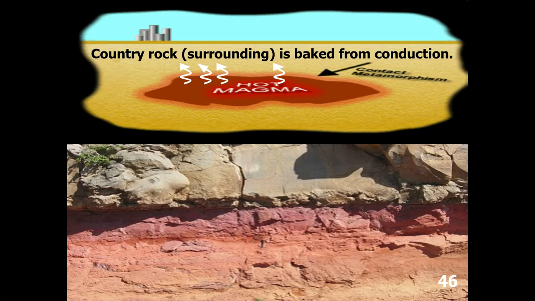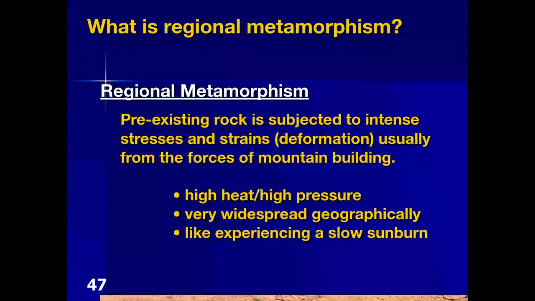Hopefully you've said, oh, it must be basalt, because basalt is an aphanitic texture with a mafic type composition. The next type of metamorphism is basically the opposite of contact metamorphism, and this is a regional type of metamorphism.